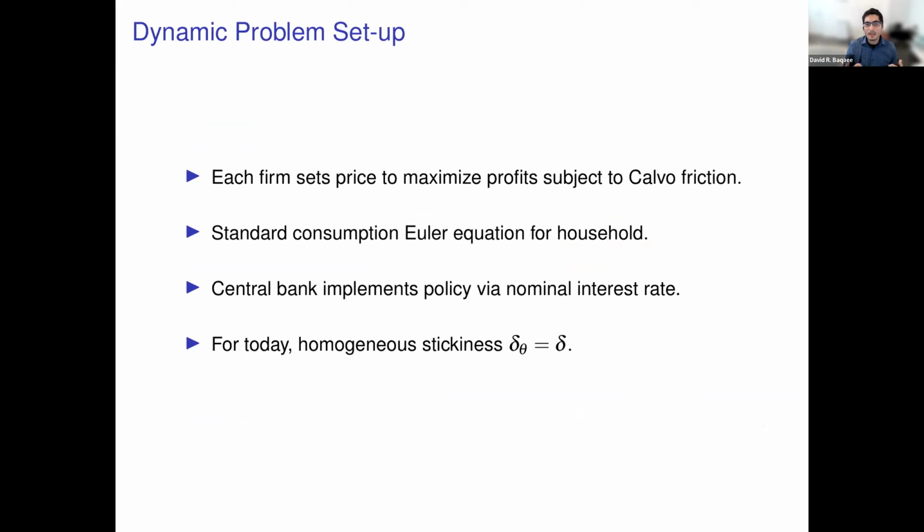So every firm is setting price to maximize expected profits subject to a Calvo friction. There's a standard Euler equation for the household. There's a standard Taylor rule for the nominal interest rate. And for the expressions I show you today, I'm going to assume that the Calvo parameter is homogeneous. So there's no differential stickiness by firm. Everybody has the same Calvo.